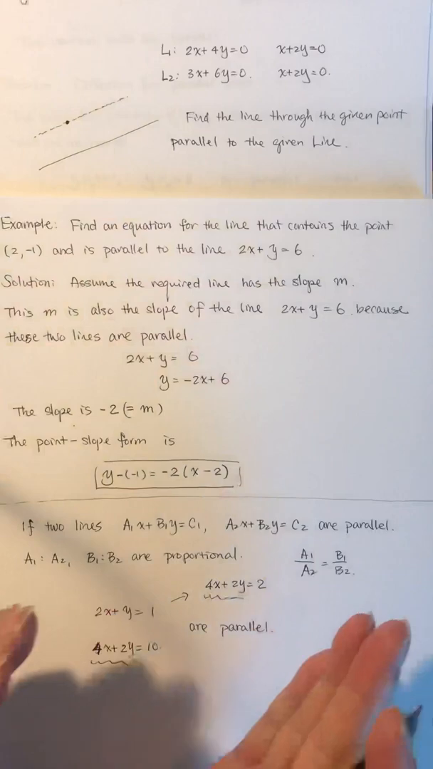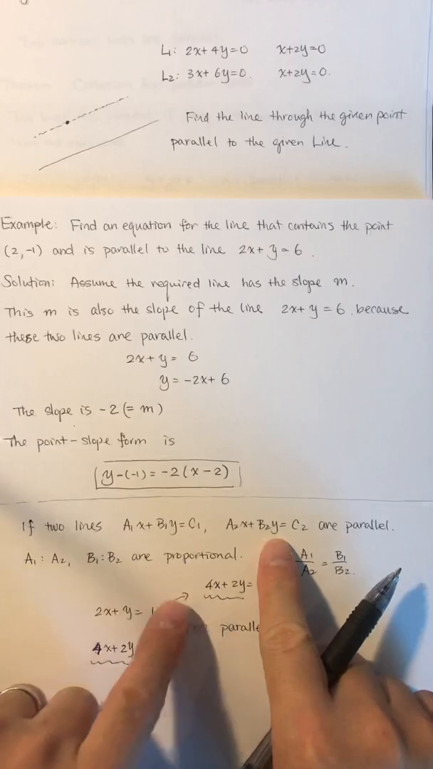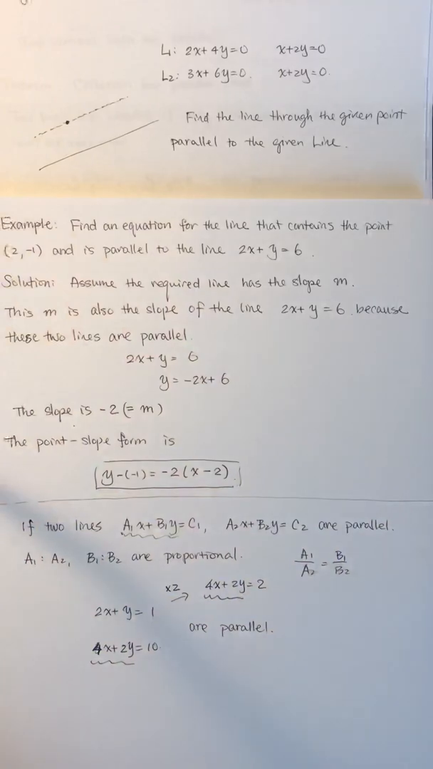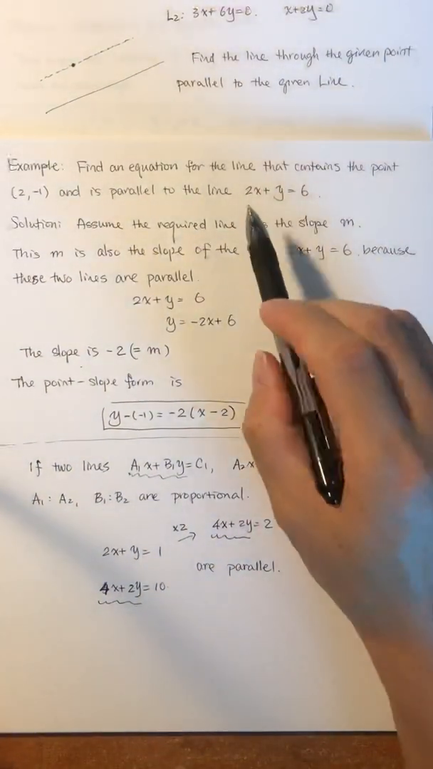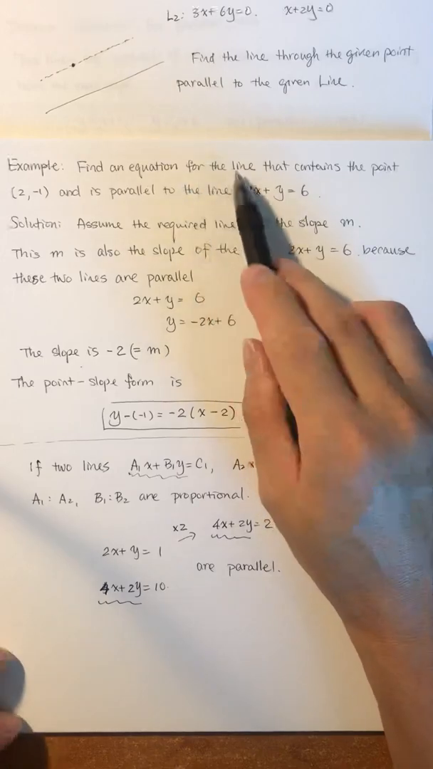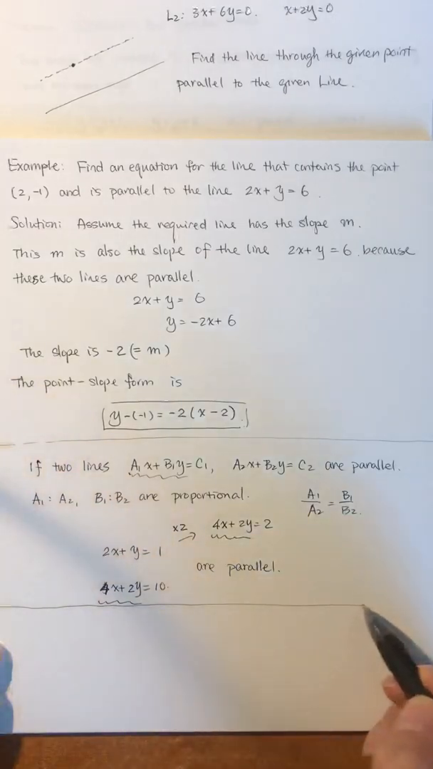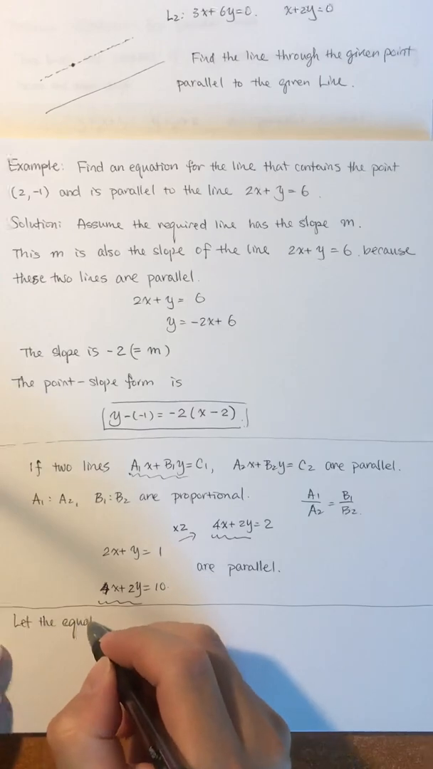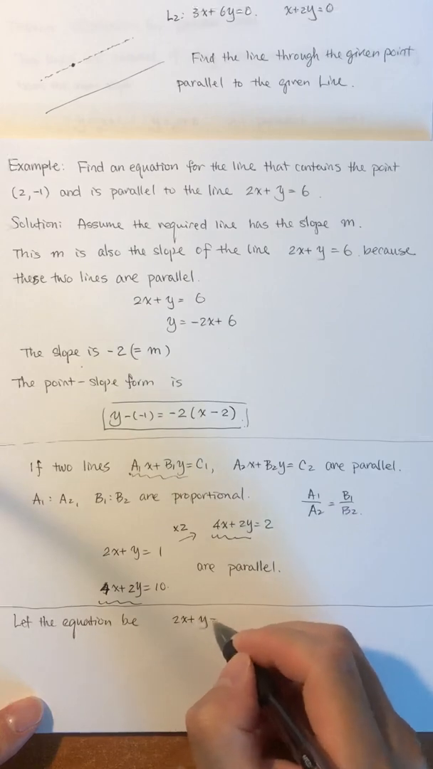Two general forms are proportional if you can multiply one equation by a proper number and make the xy part identical to the other one. They are parallel, my bad. Okay, so back to this problem. If we're looking for the line equation parallel to the given line, we're doing the following thing. Let the equation be 2x plus y equal to c.